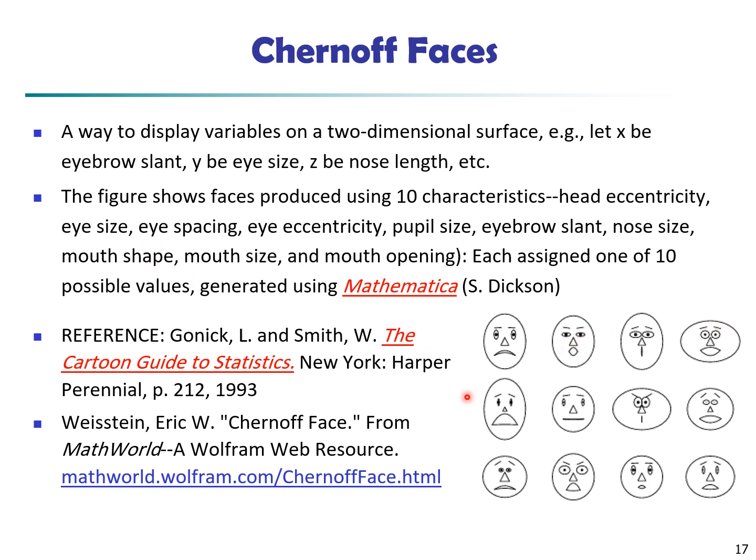So in this example here, we actually have 10 characteristics. It is showing the head eccentricity. We have the eye size, the eye spacing, which is the space between the eyes. We have the pupil size, the eyebrow slant, as mentioned before, the nose size, the mouth shape, which has different shapes, and we also have the mouth size and the mouth opening.